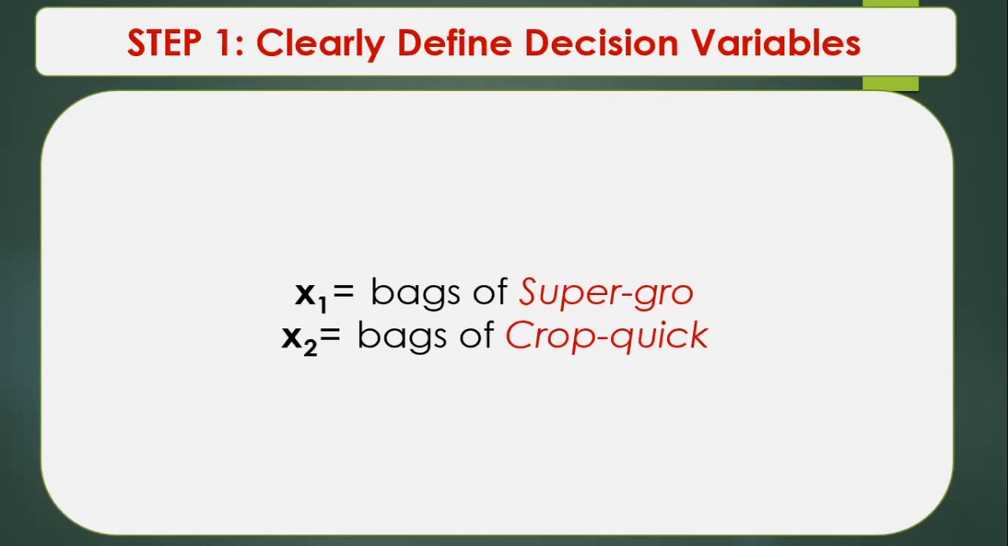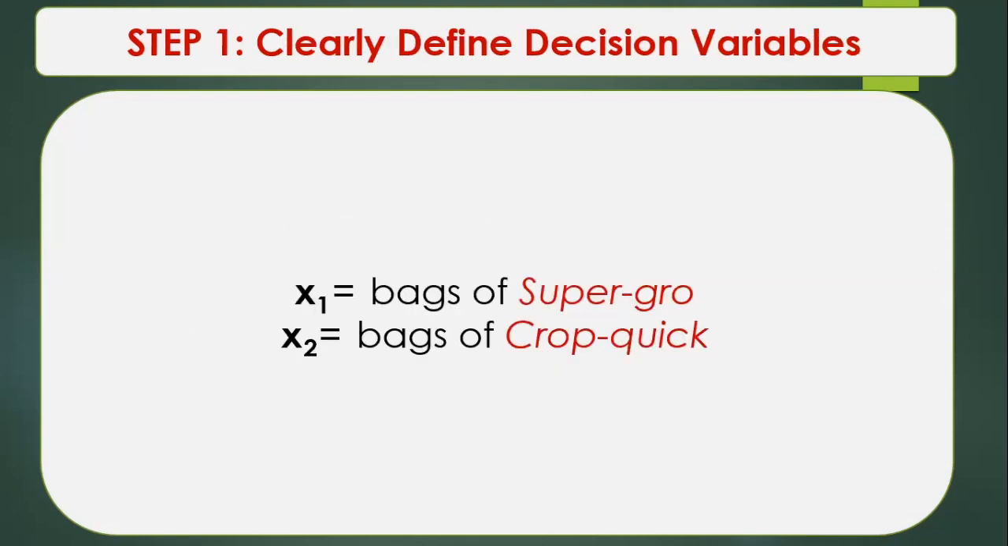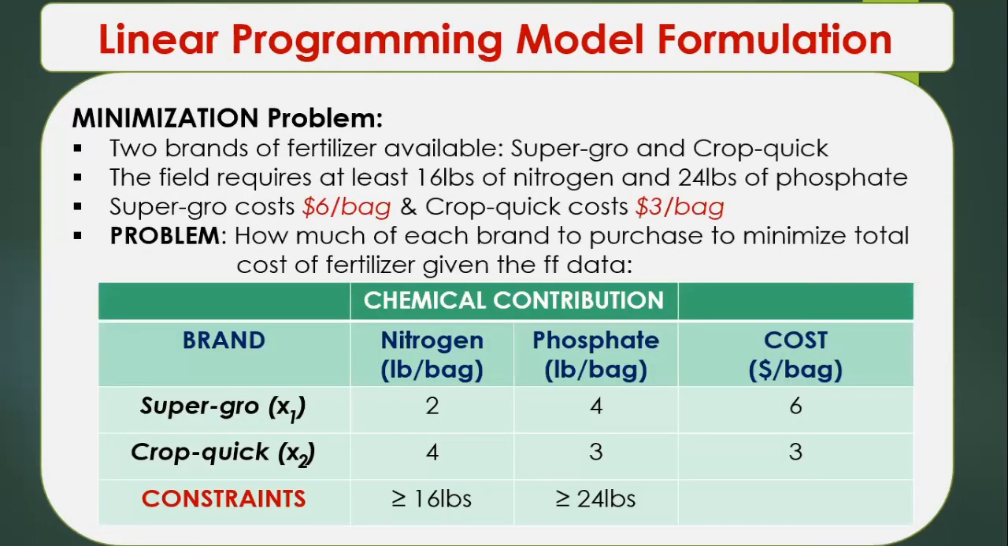Now, after clearly defining our decision variables, the next step that we need to do is to construct the objective function. Again, in this case, we're trying to minimize the cost. So going back to our tabulation, see on the tabulation presented, you have there your last column, which is your cost, right?